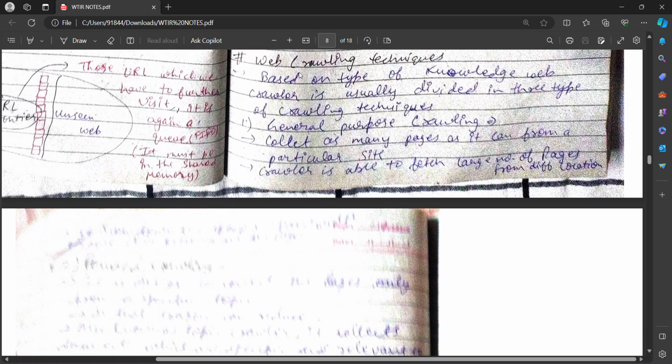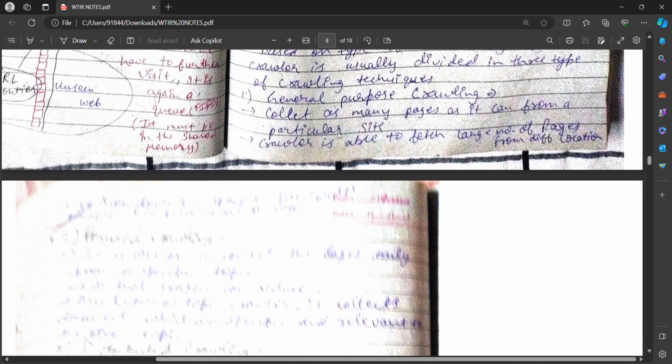Now let's see web crawling techniques. We are discussing so many things about crawling, so let's move to the web crawling techniques. Based on the type of knowledge, web crawlers are usually divided into three types of web crawling techniques. We'll discuss them.